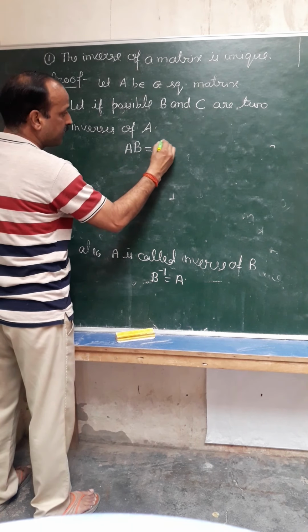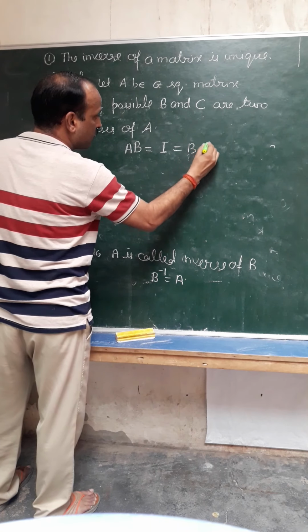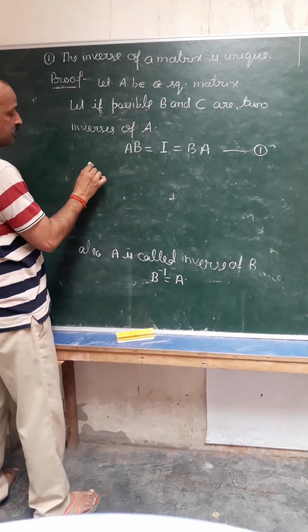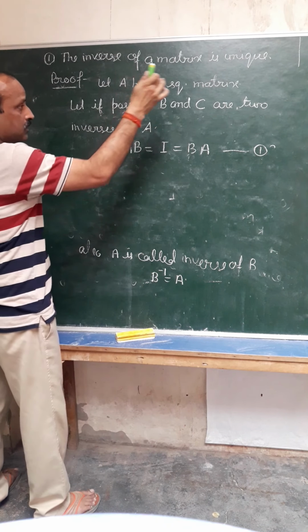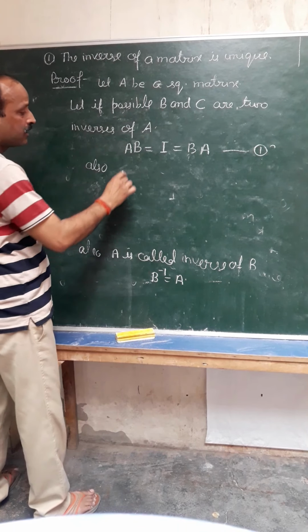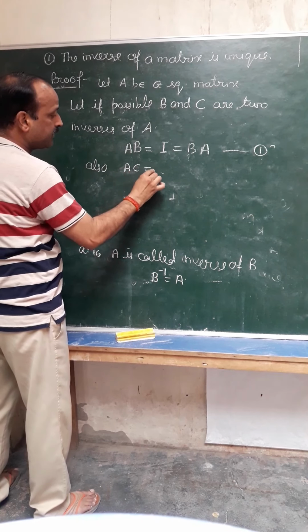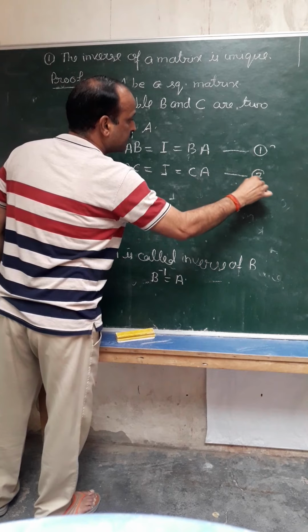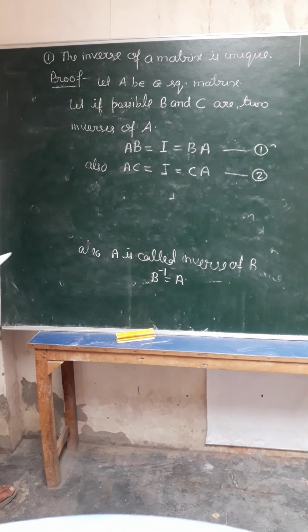Then by the definition of inverse, AB equal to I should be equal to BA. Write it as one. Also, C is another inverse of A, then AC equal to I equal to CA. These two equations are written by the definition of inverse of a matrix.